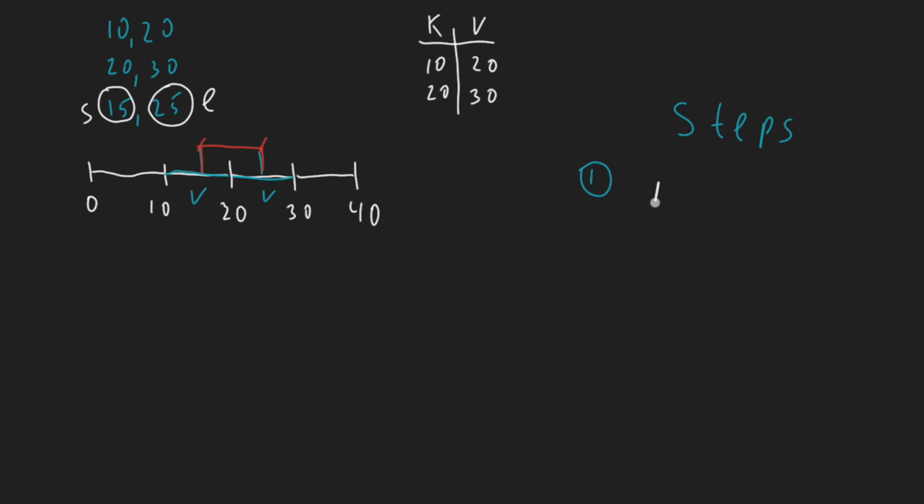So let's just call it previous. In our case, previous equals 10. And for the next, we need to find the key that is the smallest key that comes after our start. So in our case, start is 15, and next is equal to what? Next is equal to 20, right? So next is equal to 20.